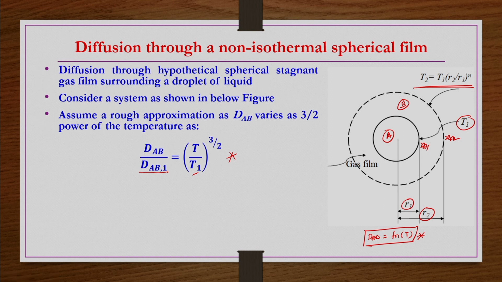So, now the temperature is varying from T1 to T2, and T2 is again a function of T1 and a function of R1 and R2 as given here. Okay. So, this problem we have to solve here.